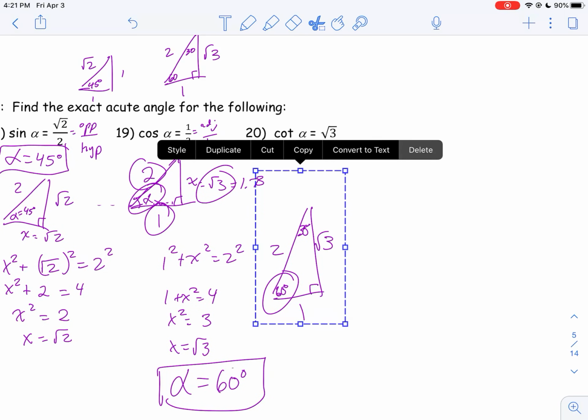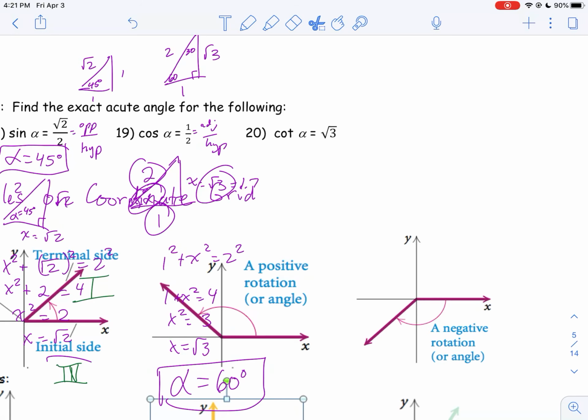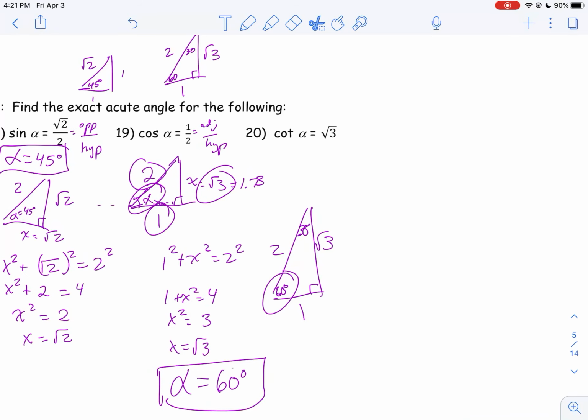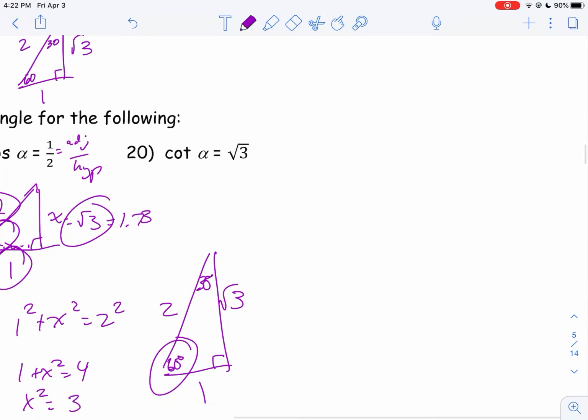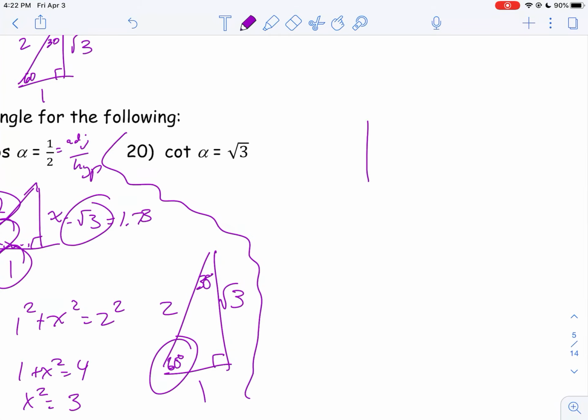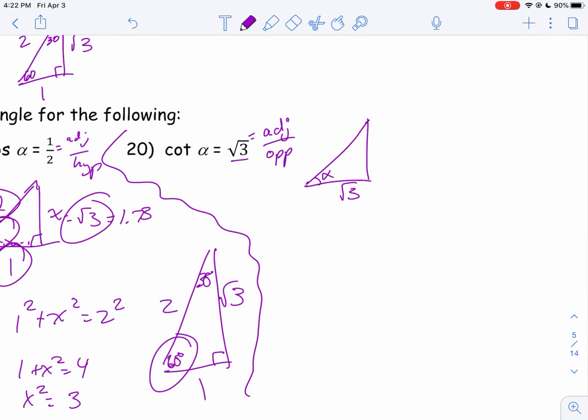Cotangent. Oops, didn't want to do that. What do I want to do? I think I'm just going to do number 20. We'll do it over here. All right. So I've got a triangle. I know alpha's here. Cotangent is the reciprocal of tangent, so instead of opposite over adjacent, it's adjacent over opposite. We know the adjacent side is square root of 3. What's the opposite side?